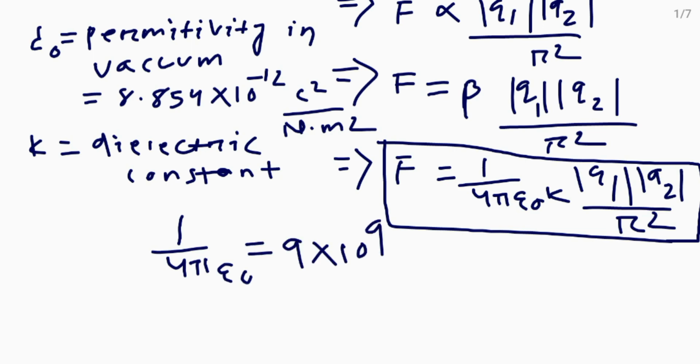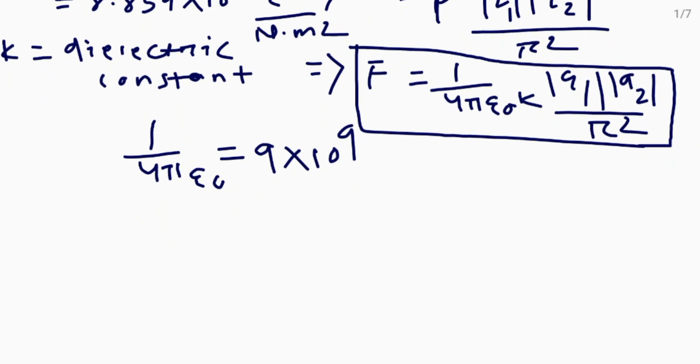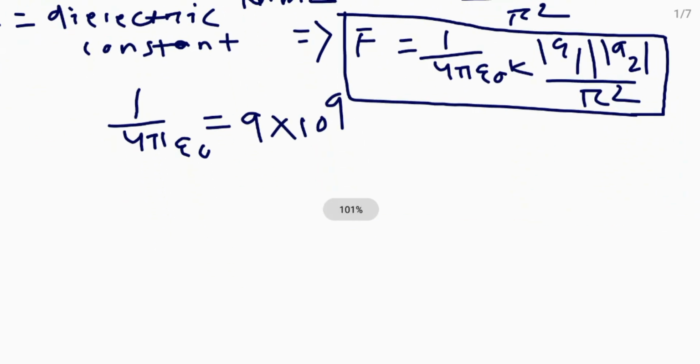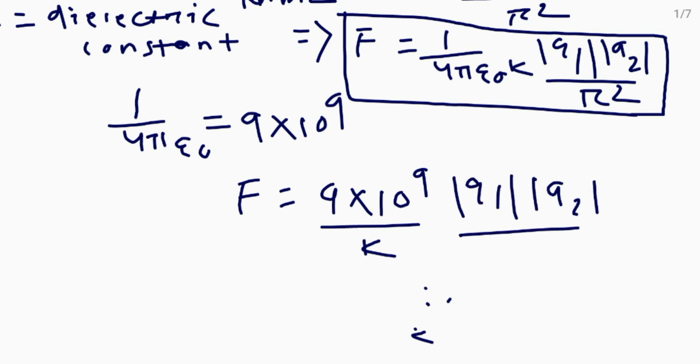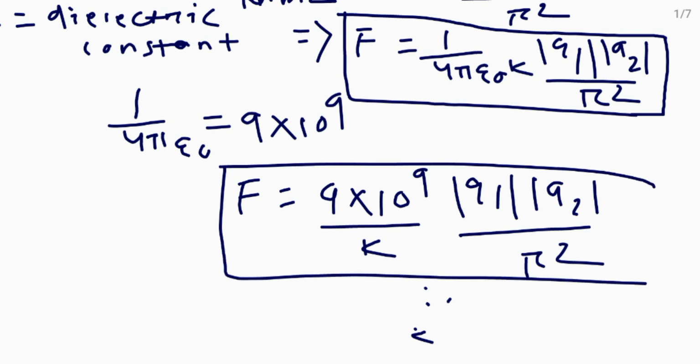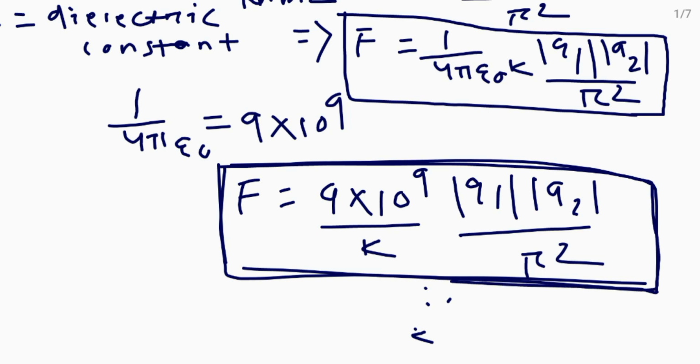So if we put this in the expression of force, then what will be the force? Force will be 9 into 10 to the power 9 divided by K, modulus Q1 modulus Q2 by r square. This is the Coulomb force, and by taking this formula we have to solve so many problems.